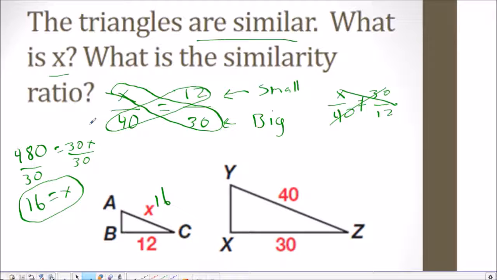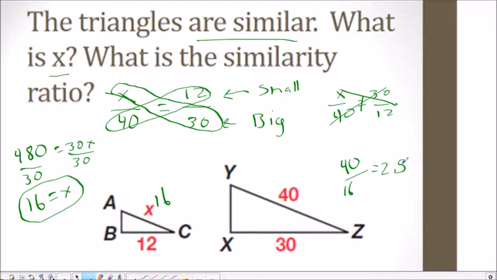They also asked, what is the similarity ratio? So all we have to do is pick a side length. I pick 40, and I'm going to divide that by what? Now remember, similarity ratio is comparing two different shapes. So we cannot pick 30 because it's in the same shape as 40. But we could pick 16. And 40 divided by 16 equals 2.5.